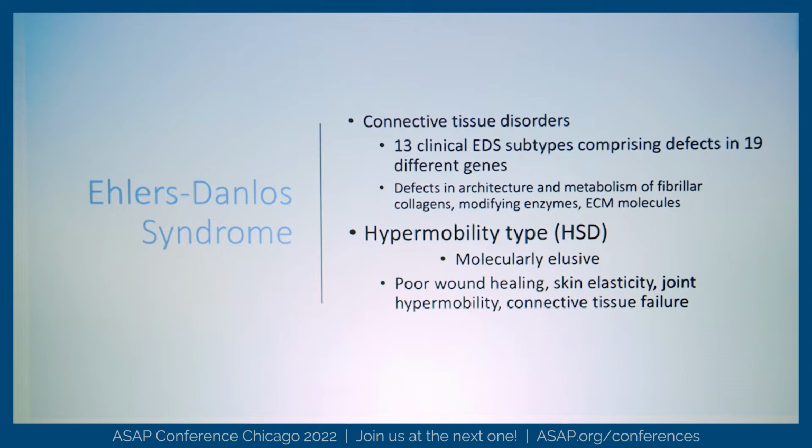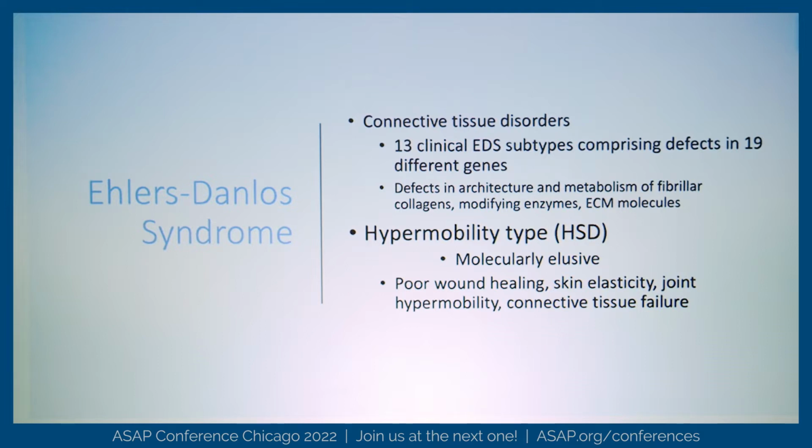But the hypermobility type has been elusive. We have not yet been able to identify the genetic underpinning of the hypermobility type of EDS. And so sometimes people will call it joint hypermobility syndrome or hypermobility spectrum disorder. But regardless, these connective tissue disorders all have a component of connective tissue failure.